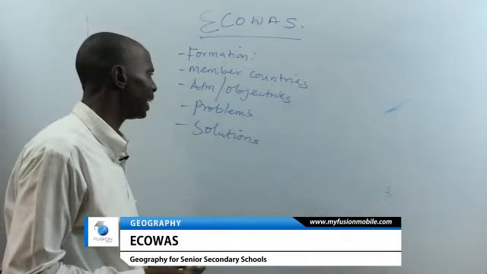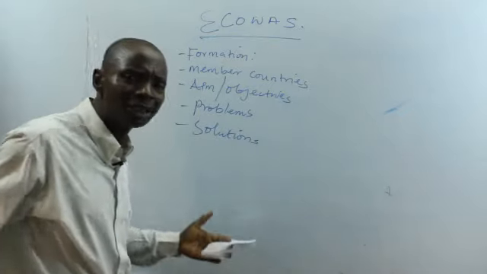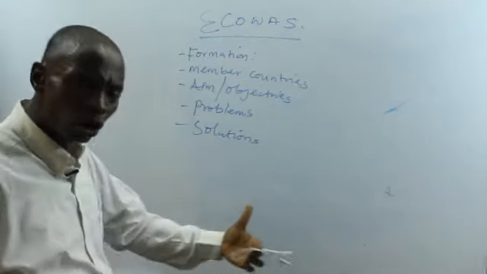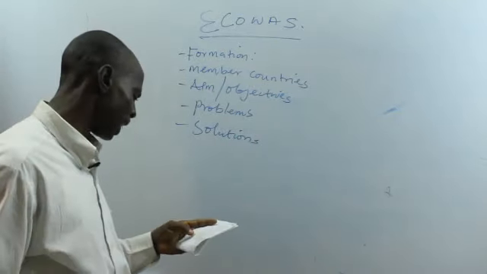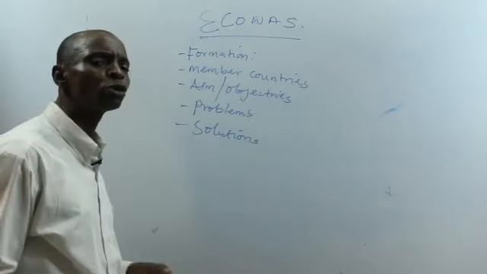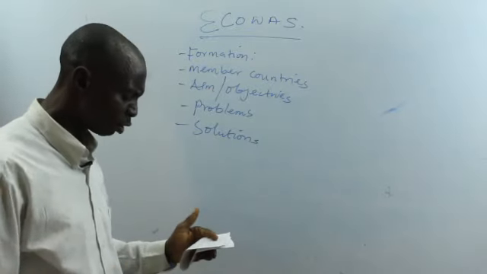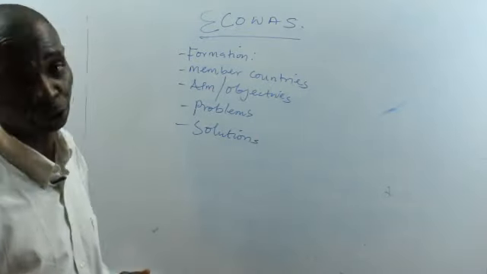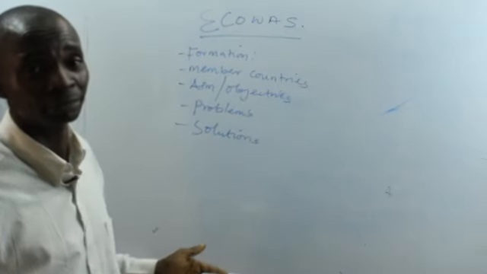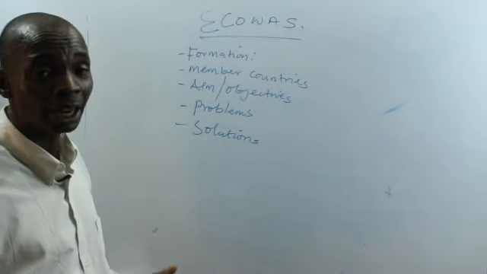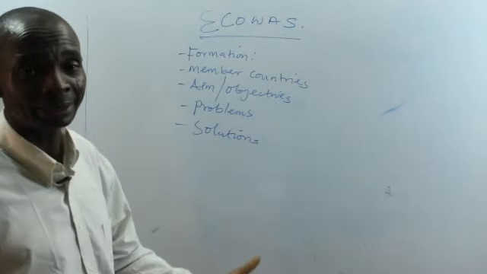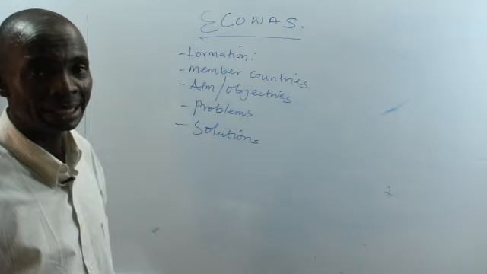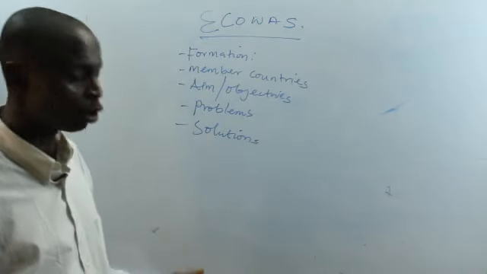Let's look at the aim and objective. Why do these countries come together to form an alliance? Number 1, one of their aims is to promote economic cooperation. That is one of their aims. They want to promote economic cooperation so that they can assist themselves in the area of economy.